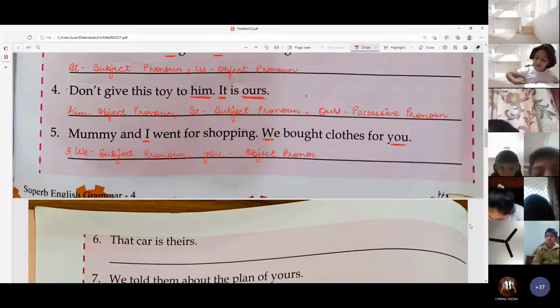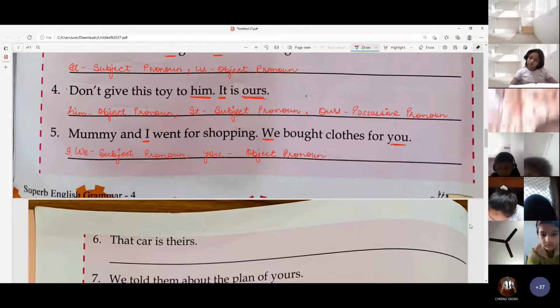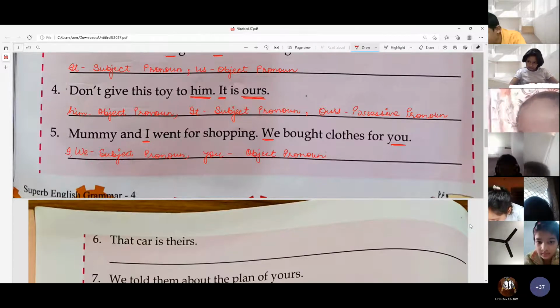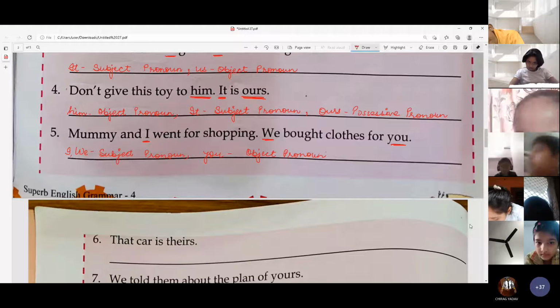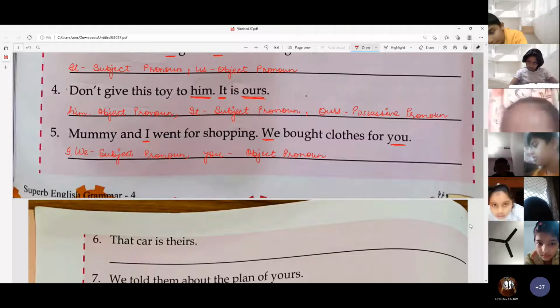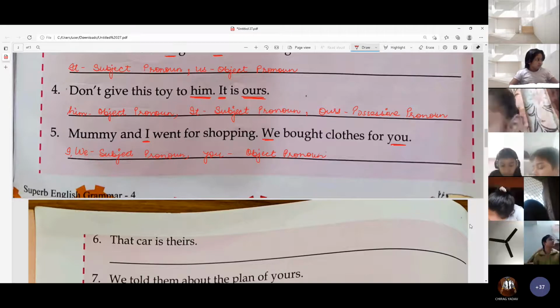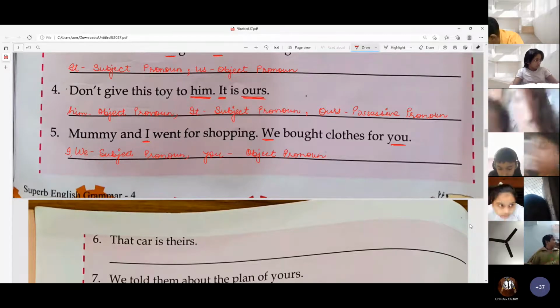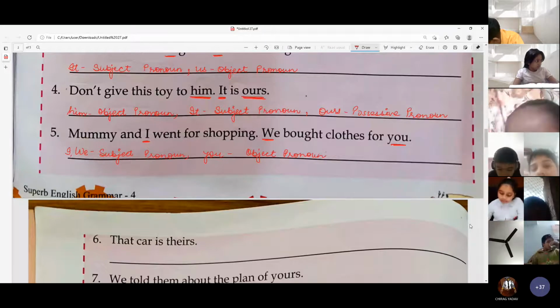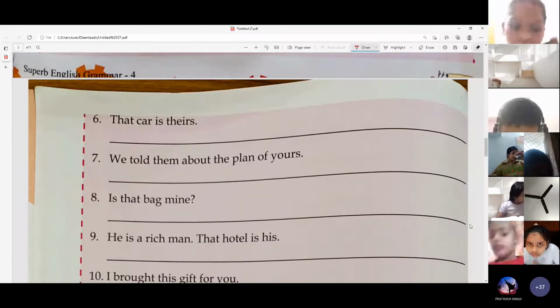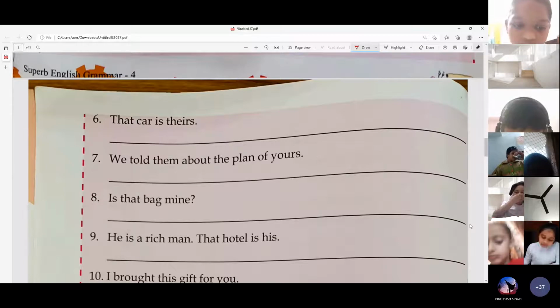Anybody can tell me what is an object pronoun? Ma'am, an object pronoun shows the object in the sentence. Yes. An object pronoun is used as an object in a sentence. It is part of the predicate.